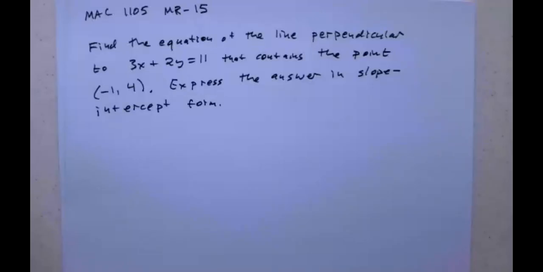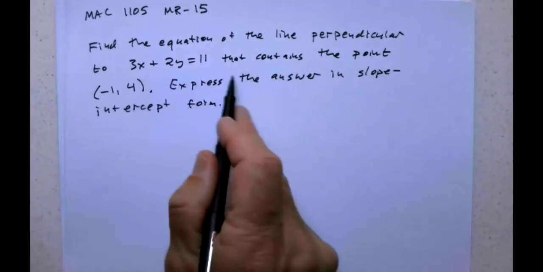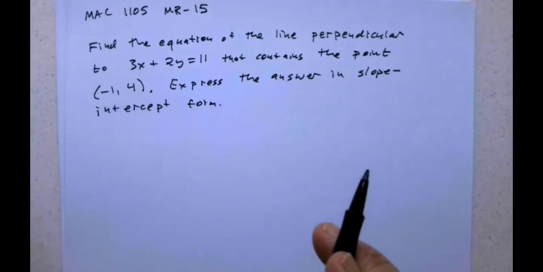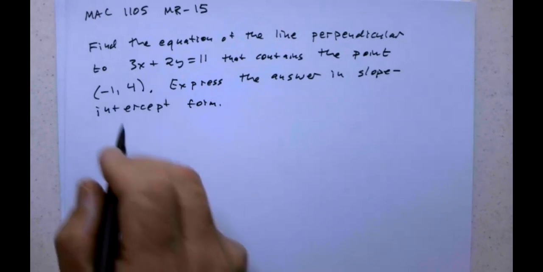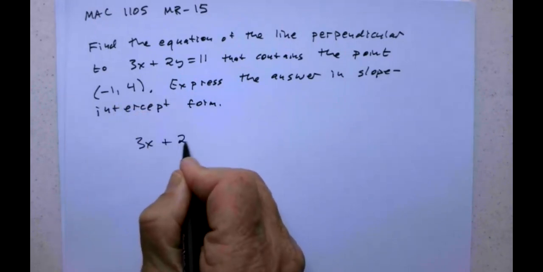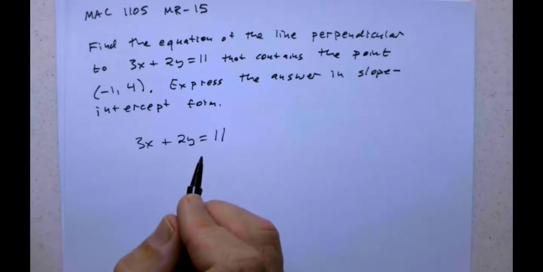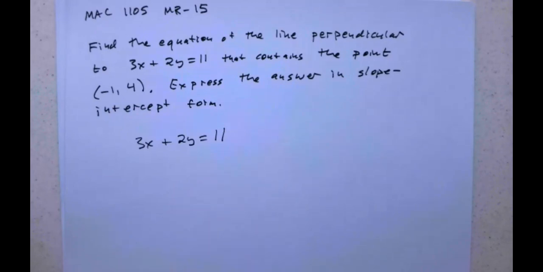You want to find the equation of the line perpendicular to 3x plus 2y equals 11 that contains the point (-1, 4), and express the answer in slope-intercept form. So we're going to start with the equation 3x plus 2y equals 11, and we'd like to identify the slope, so I can put it in slope-intercept form.